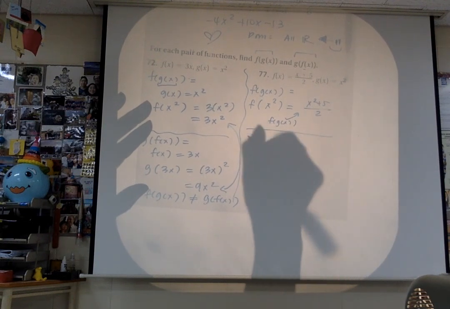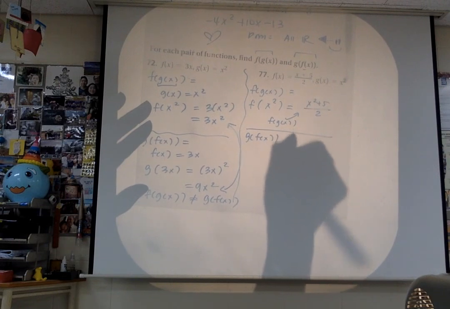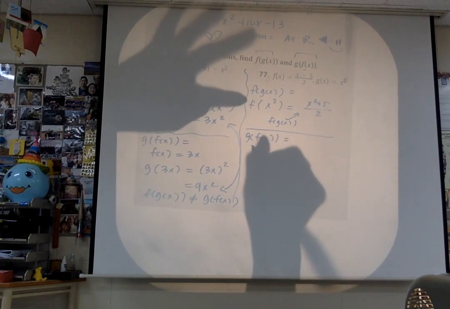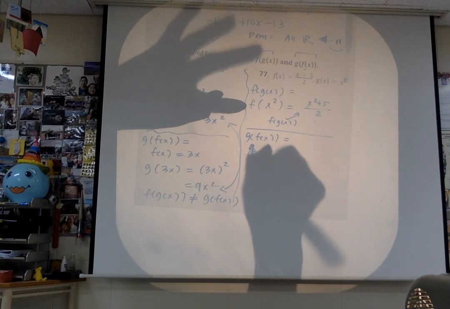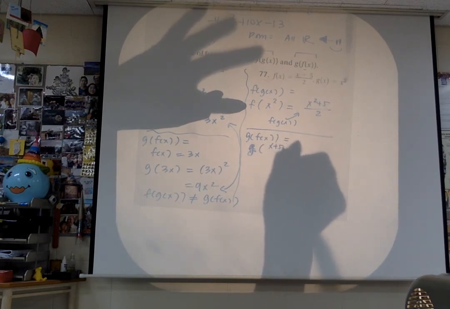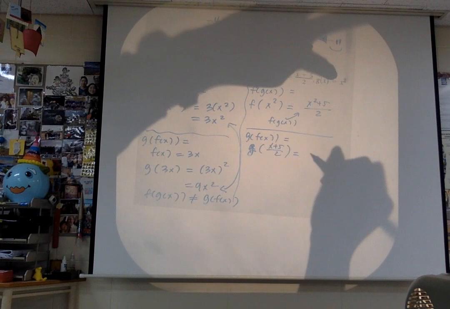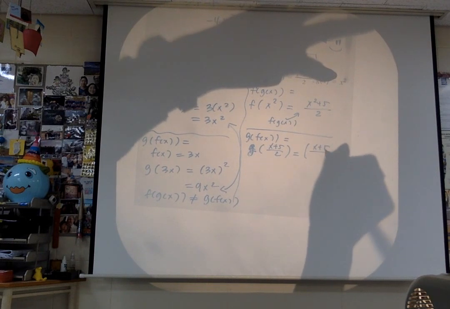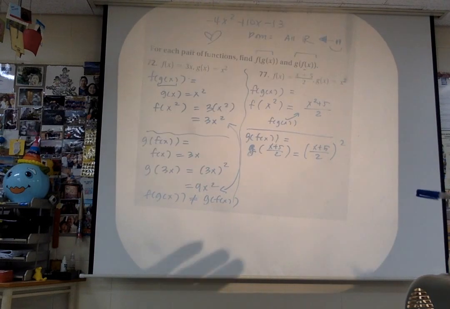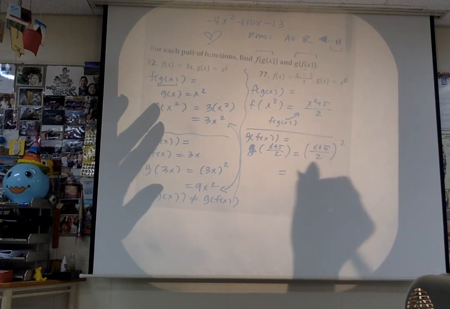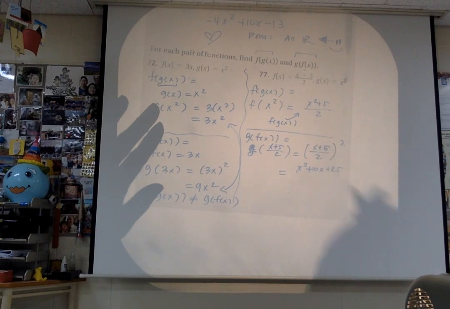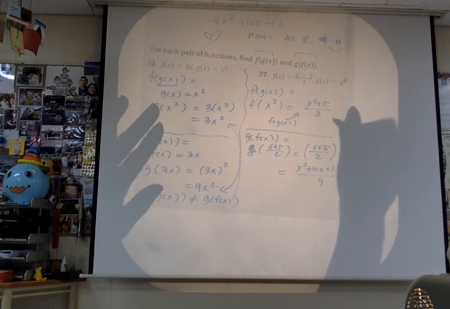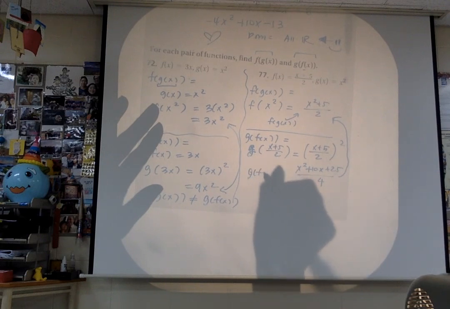Let's check for g of f of x. So let's see what happens here. So our f of x becomes our g of x's domain. So it's x plus 5 over 2. So instead of putting x, I'm going to put x plus 5 over 2. Square that sucker, okay? Now when I do that, I get x squared plus 10x plus 25. Don't be scared of this. Just write it twice. Divided by 4. And you can again see that these are not the same thing.